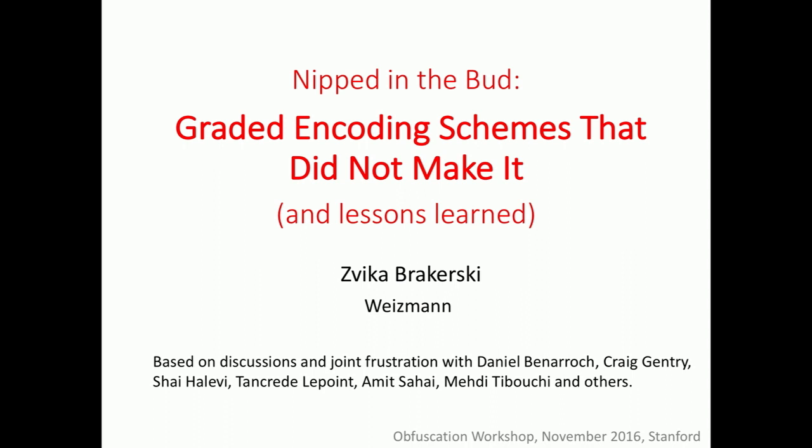So I want to tell you about attempts to try to construct better grid encoding schemes and how it didn't work. The reason is that sometimes these things happened so quickly that the actual construction was not published before it was broken. And perhaps we're missing out on good ideas that can be perhaps improved and used elsewhere.